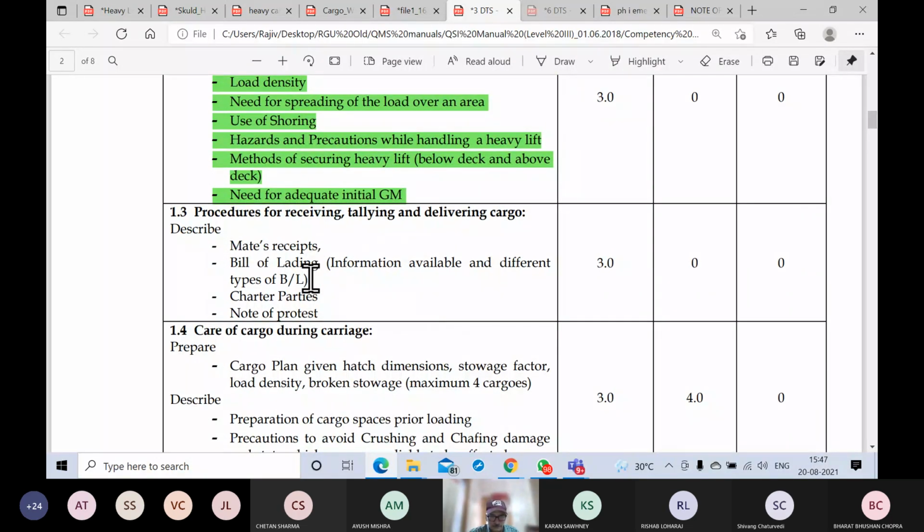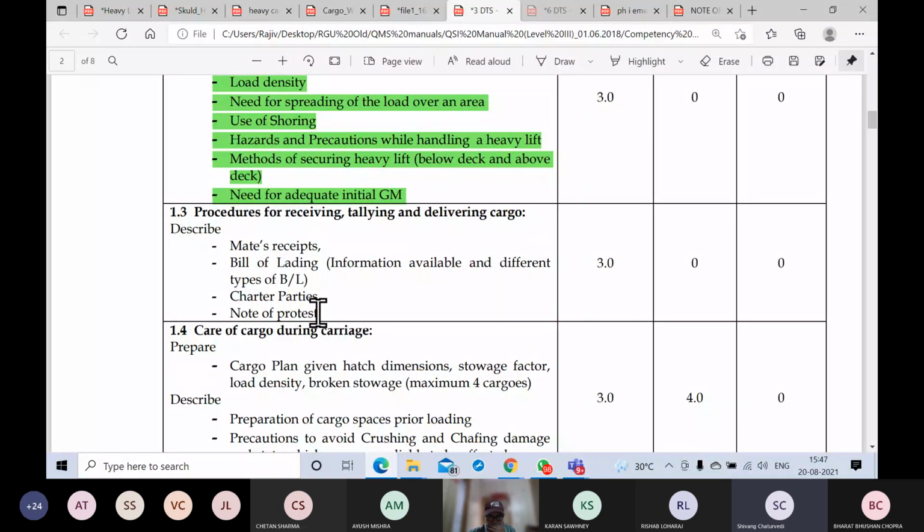Mate's receipt, bill of lading, charter parties, note of protest. Okay. This will now be our next topic. Starting from now. Mate's receipt, bill of lading, types of BL, what is bill of lading, charter parties, note of protest.